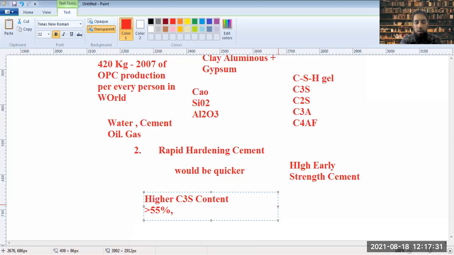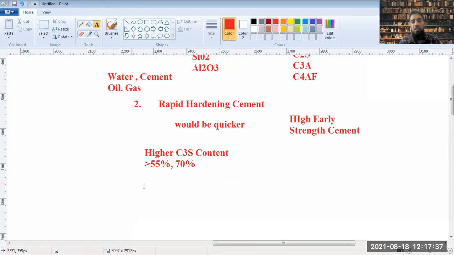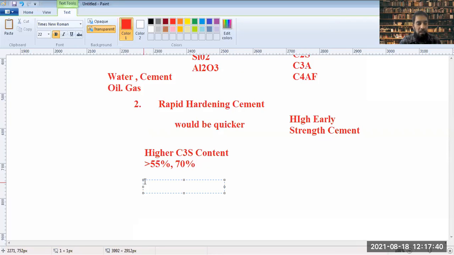At times, you can go up to 70% of C3S content in rapid hardening cement so as to achieve higher early strength. So that would mean decreasing the content of other compounds like C3A and C2S. That would have an effect on the setting of the cement. The setting would be a little delayed, but the hardening would be quicker.